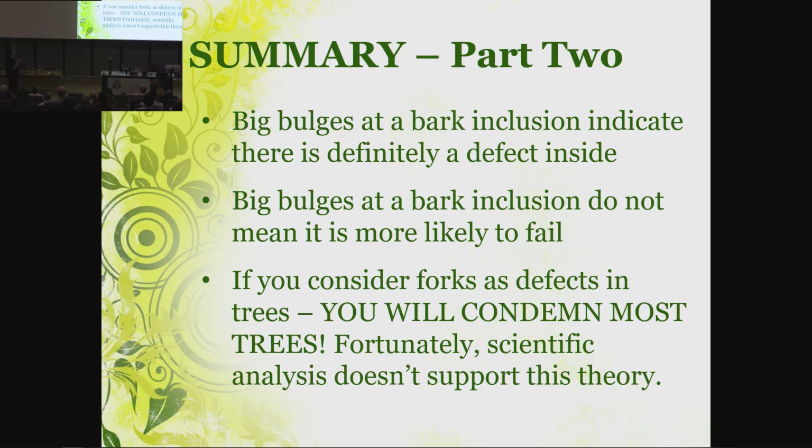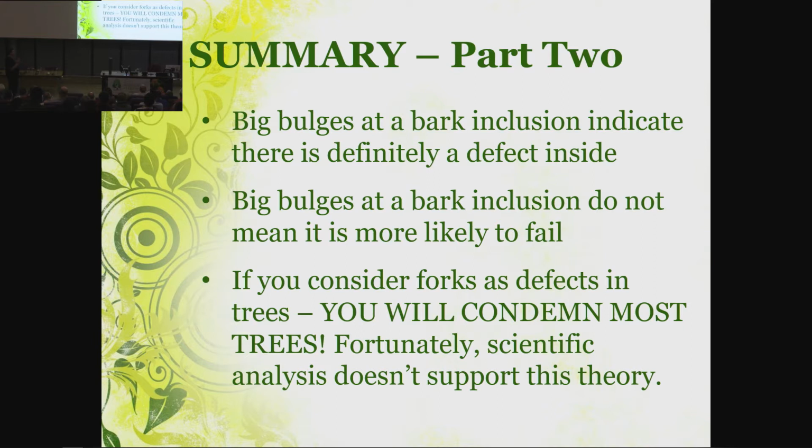Okay. The big bulges around a junction do very reliably show there's a defect inside. I mean, it could be decay, not bark, but very often it's bark inside. But the big bulges of themselves don't say anything about the strength. In some ways, the bias is the other way. If that bulge has been there quite some time, it's been strengthening itself.